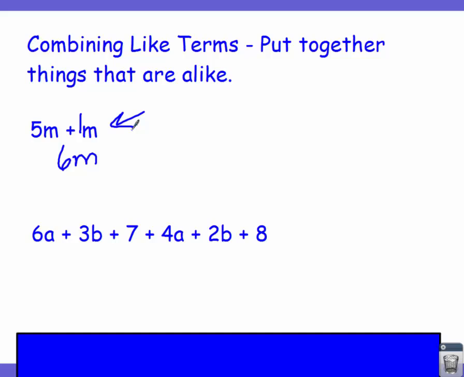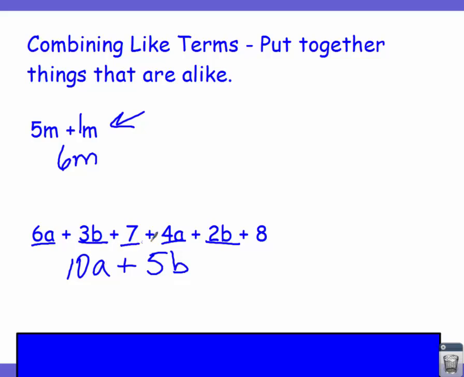Okay, so the next one, we've got 6a plus 3b plus 7 plus 4a plus 2b plus 8. So we want to put things that are alike together. So that means this 6a and this 4a can go together to make 10a. Same thing with this 3b and this 2b. They could go together to make 5b. But this 10a and this 5b, I can't put those together because they have different letters.